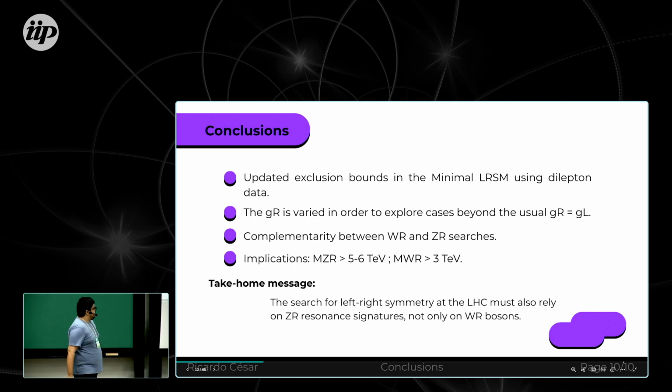And the take-home message is that the search for left-right symmetric models can't be restricted only to the searches for the WR boson. It can be improved using resonances of ZR bosons as well.